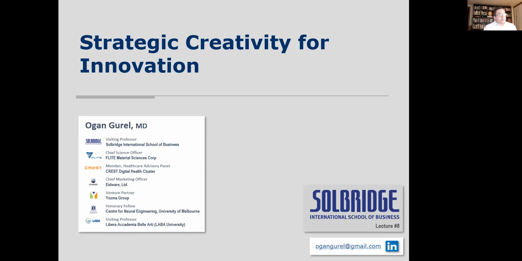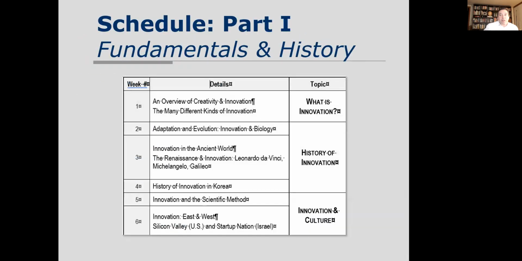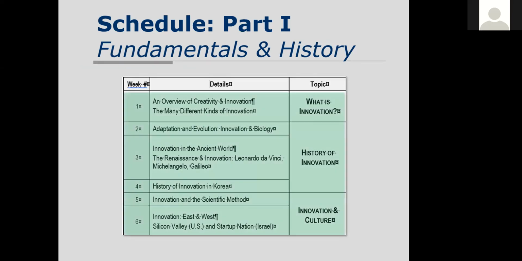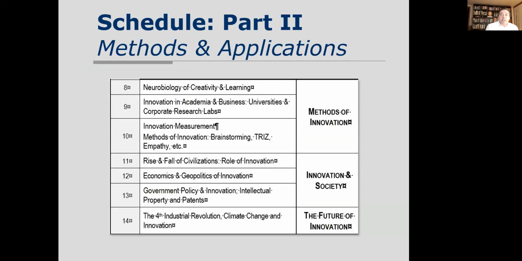So today's lecture is on the starting the methods of innovation, neurobiology of learning and creativity. So we're back to biology, but you'll see why it's connected to innovation, not through the evolution concept, but through neurobiology. So we've covered a lot of the fundamentals in history, and now we're starting the second half of the course, which is on methods and applications. And in particular, we're going to start with how the brain works in terms of creativity and innovation.